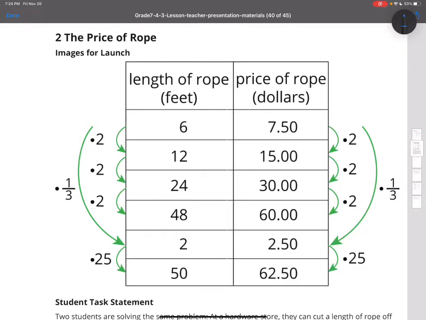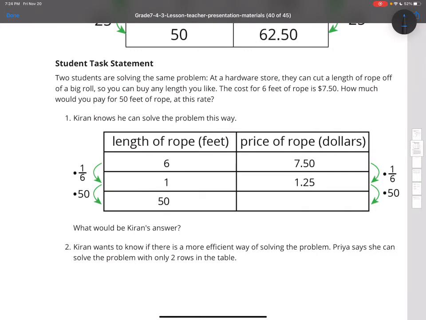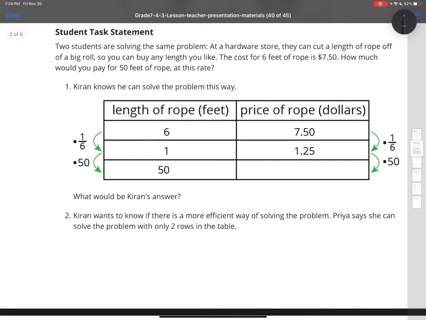Okay, guys, let's jump into the lesson. This activity is called the price of the rope. Now, let's ignore this image and we're going to scroll all the way down to the student task statement.